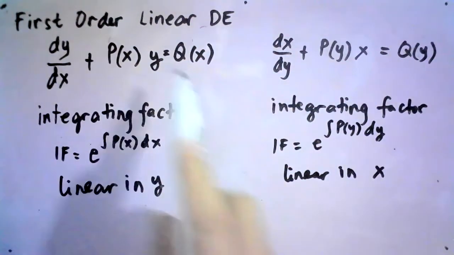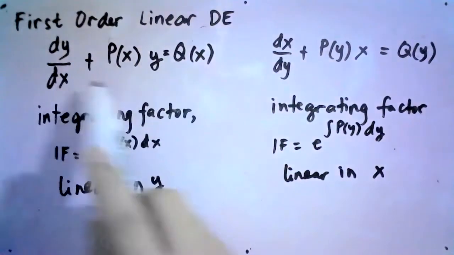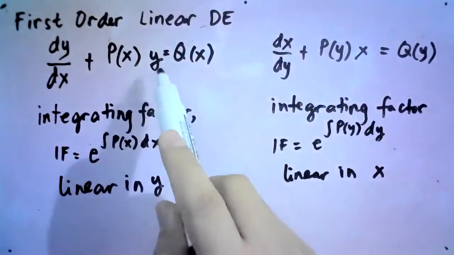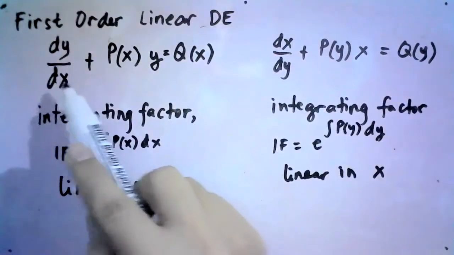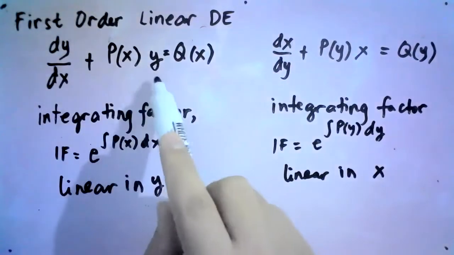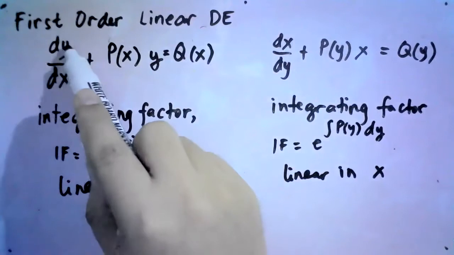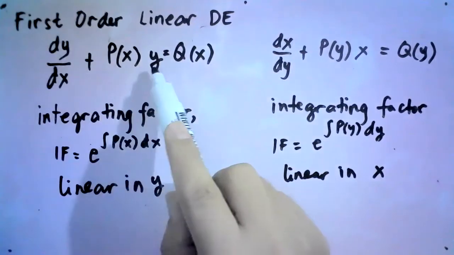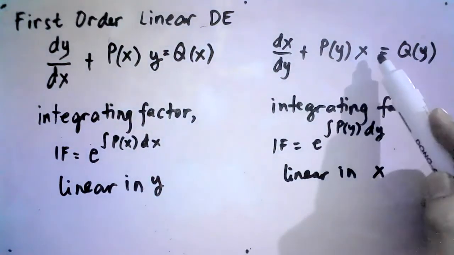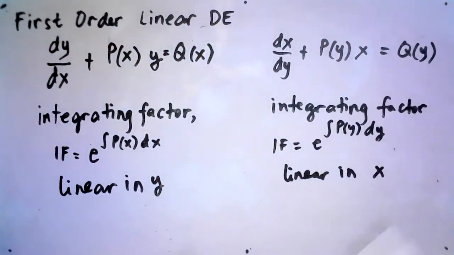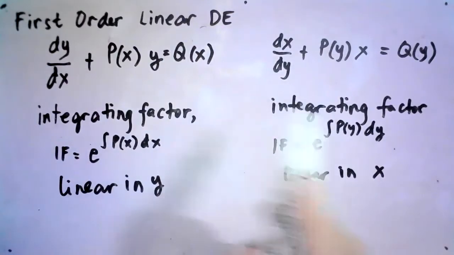So again, this equation is linear in y. We have here your y. And for this case, this is linear in x. If you have noticed, if we say linear in y, you have here your y and your dy. For this case, you have your dx and you have here your x. Okay, so we will have our example for this formula.